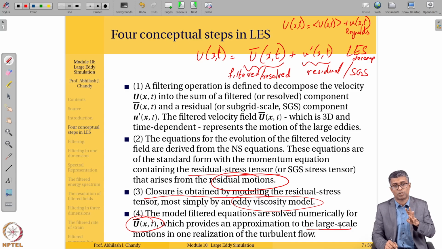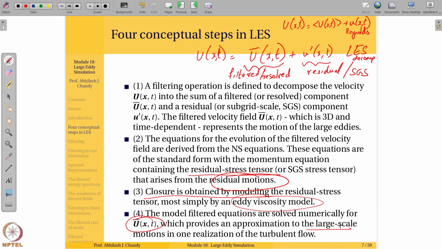So four conceptual steps. First one, you define your filter. Second one, you derive your equations applying the filter to the Navier-Stokes equations. Then you close out the unclosed terms, that is the residual stress tensor, using a simple eddy viscosity type model. Fourth one, you solve for the modeled filtered equations. You solve for the filtered equations to obtain the filtered velocity field for one realization of the turbulent flow. So these are your four steps.